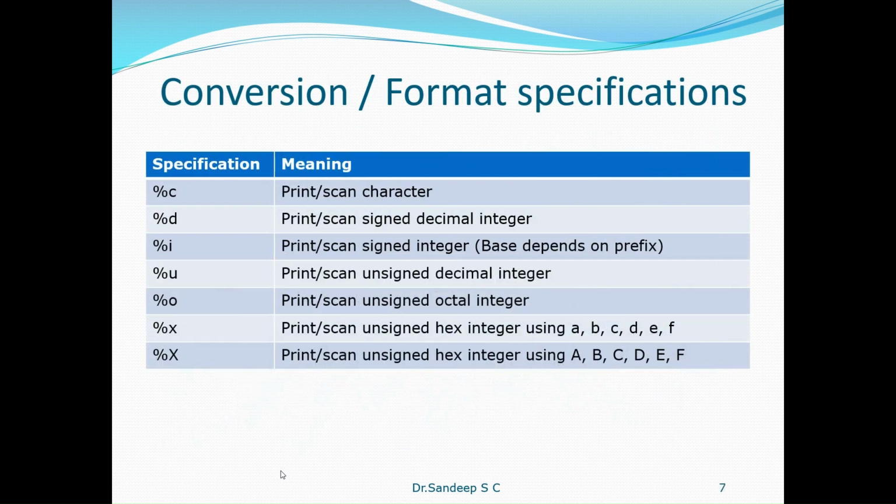Now, coming to the conversion or format specifiers. Basically, this format specifier tells us what format of the variable we are going to print or scan from the console. We have various format specifiers: percentage c for character, percentage d for decimal integer, i for signed integer, u for unsigned integer, o for octal integer, x for hexadecimal integer, either uppercase or lowercase. Depending on how we want to print or scan, we can mention various format specifiers in the print and scan instructions.